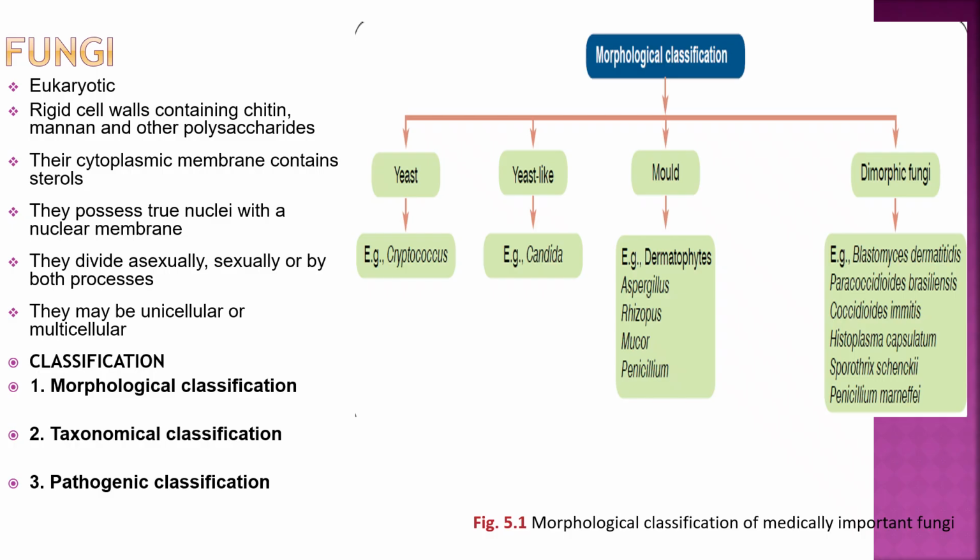Dimorphic fungi have two forms, at 37 degrees Celsius and at room temperature. Examples: Blastomyces dermatitidis, Paracoccidioides brasiliensis, Coccidioides immitis, Histoplasma capsulatum, Sporothrix schenckii, and Penicillium marneffei.